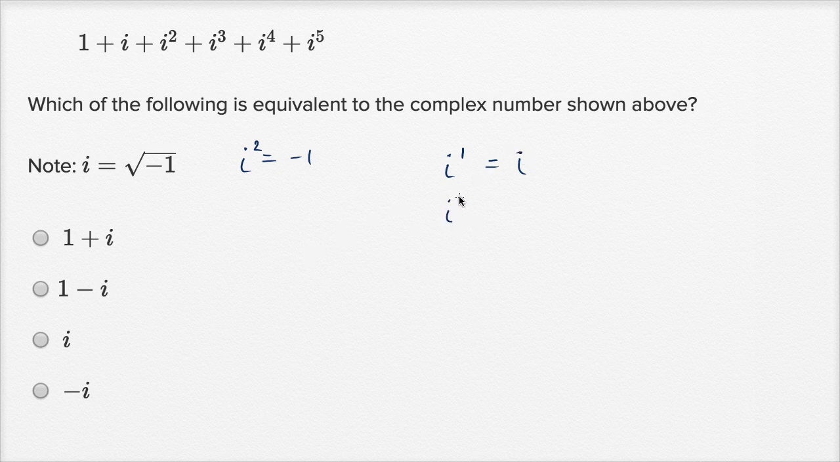What's i to the second power? Well, we just saw that. i squared is going to be negative 1. That's the definition of i. Or some people define it that way. Some people would say i is equal to the square root of negative 1.